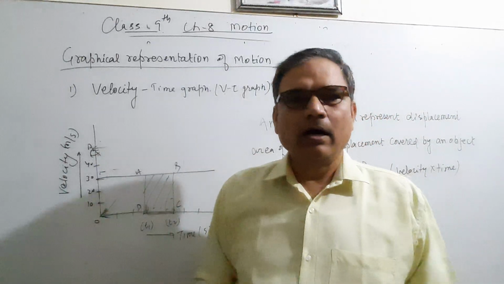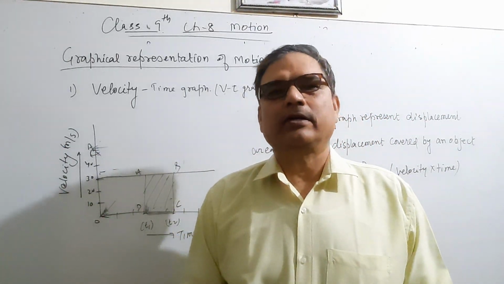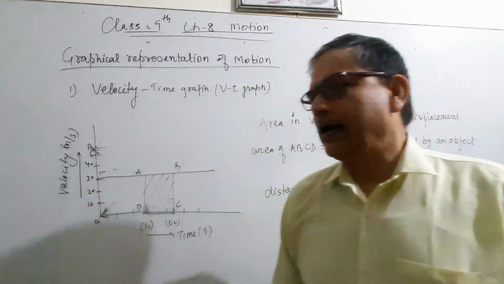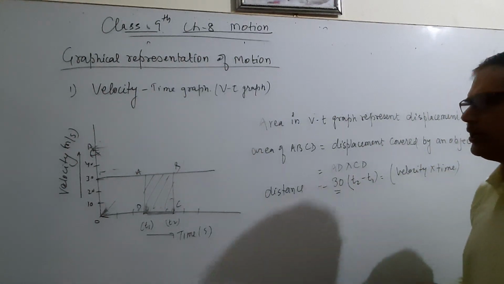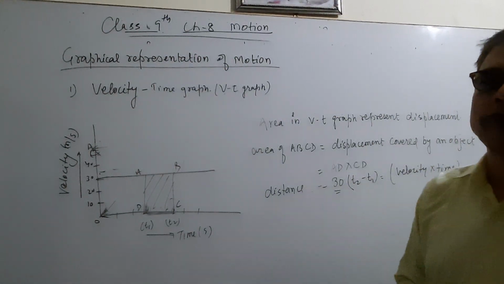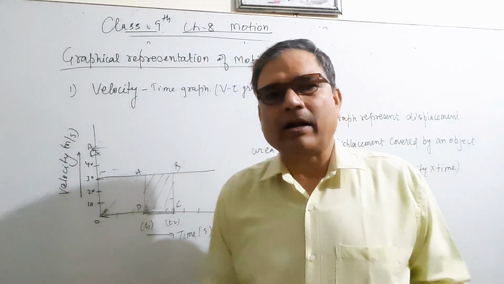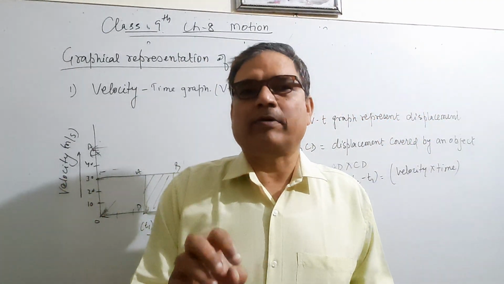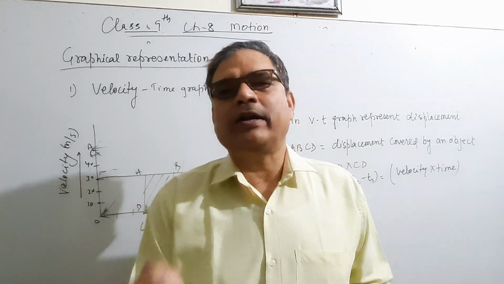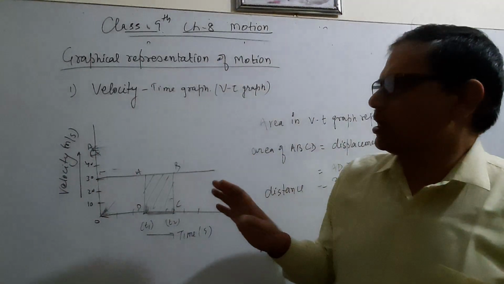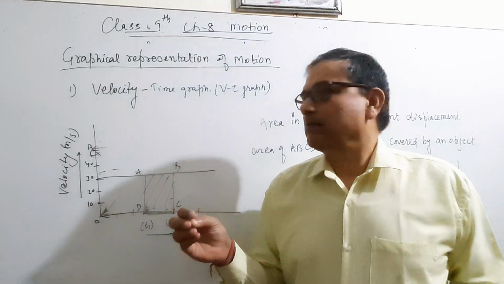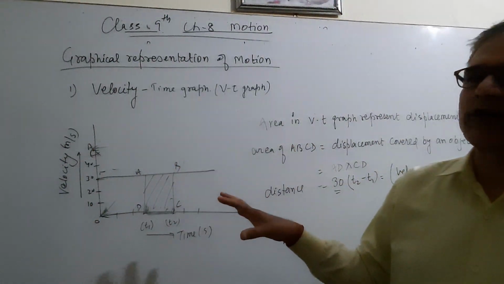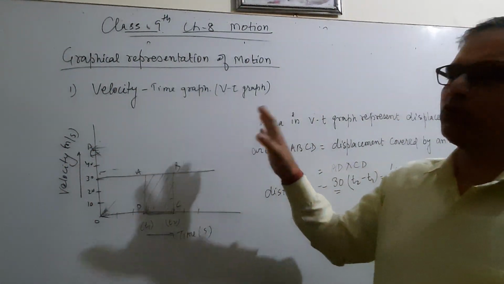It means the area under the VT graph represents the displacement, and the area under the acceleration-time graph, which is not in your syllabus, represents the velocity of an object. And these are the different ways to represent motion graphically.